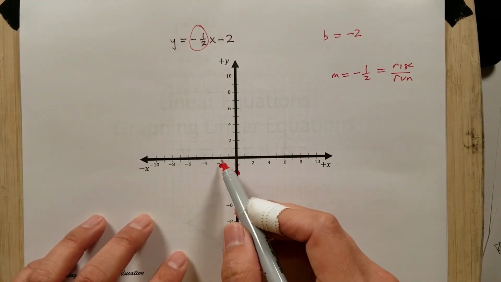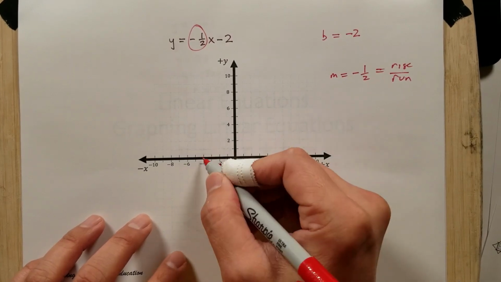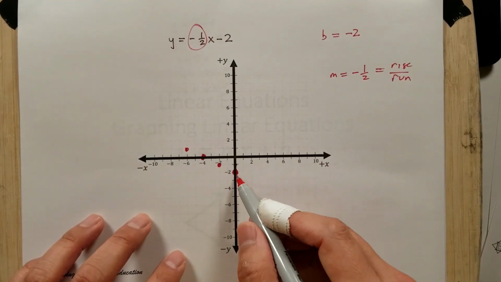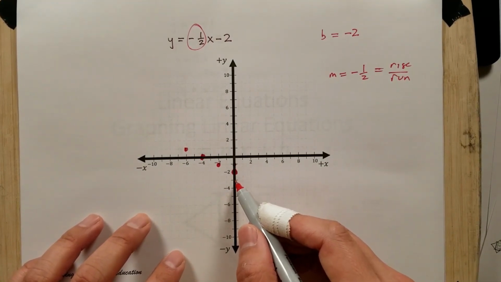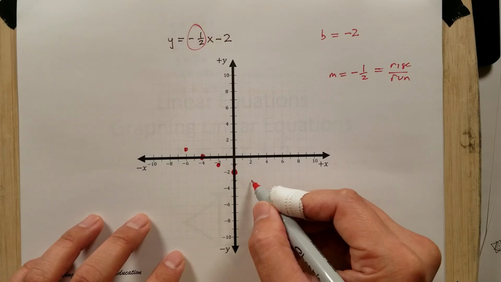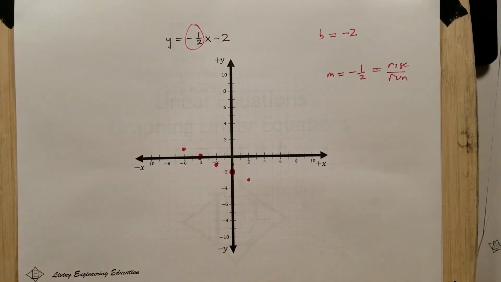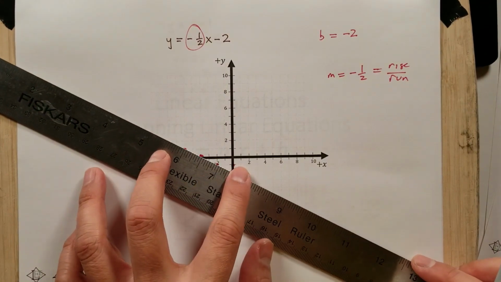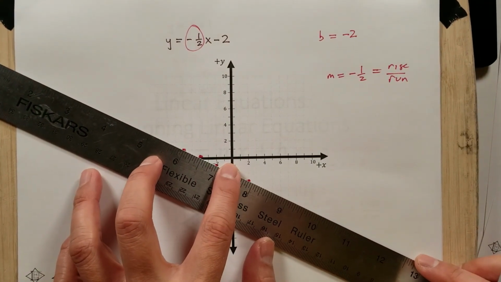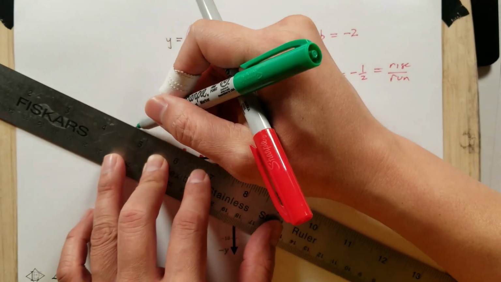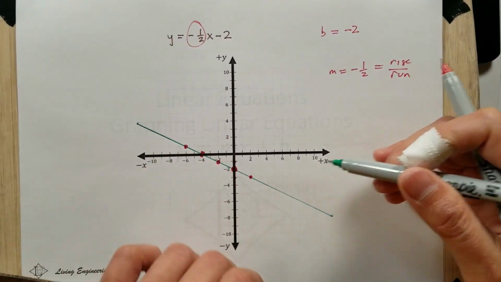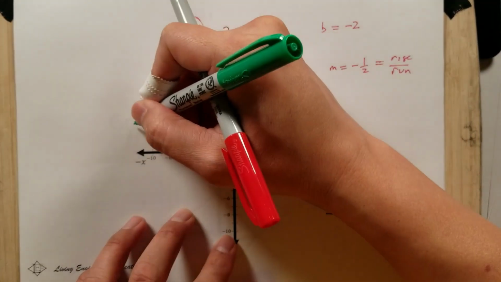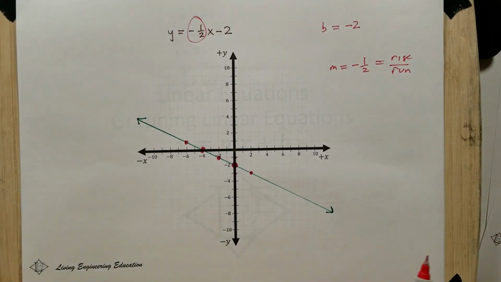Now I'll keep doing this. Rise 1, run 2. I could do it in reverse. If I drop 1, then I'll run to the right, 1, 2. And so I'll grab my ruler and let's draw this line. And I'm only making multiple points so that I can try to draw a straighter line, but in reality, you only need 2 points, the y-intercept and one other point.